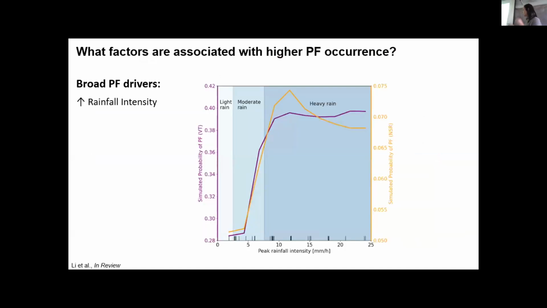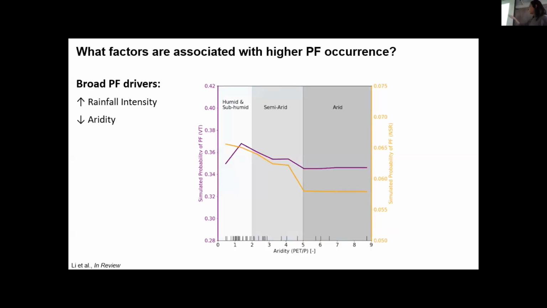In some recent and ongoing work led by Bonan Lee, another postdoc at Oregon State, he's been looking really broadly across all these sites in the US to figure out the main overall drivers of preferential flow occurrence. What he's found is that the first and main variable that comes out in that analysis is peak rainfall intensity, so how intense a rain event is. As you increase rain intensity, you also increase pretty dramatically your probability of getting preferential flow at a given site, which makes sense intuitively.